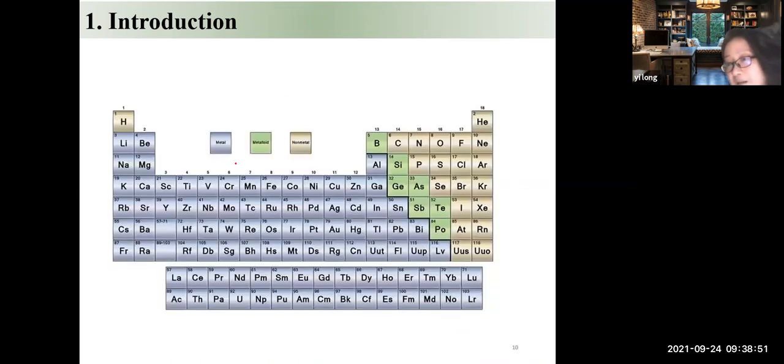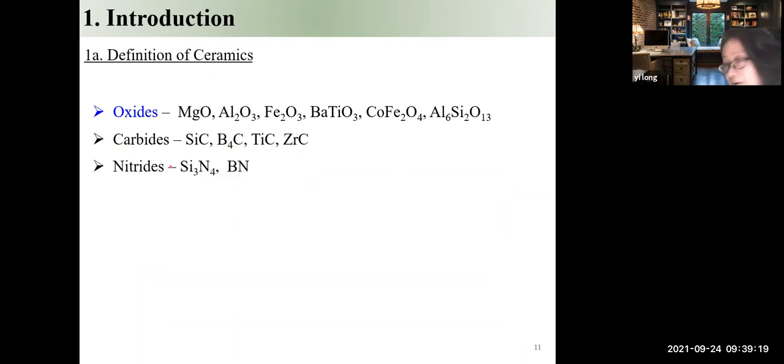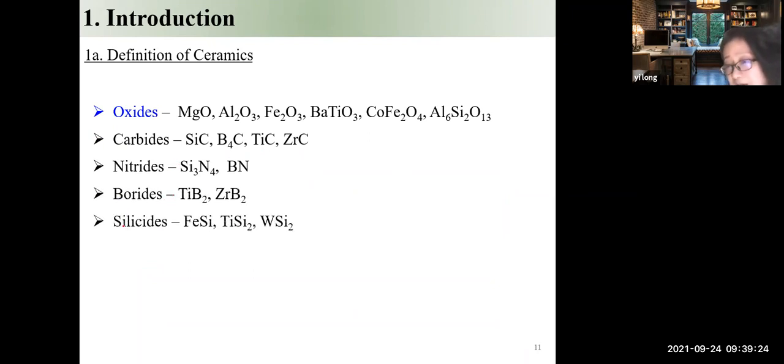So these are the metals. Metals are the light blue ones, the green one is metalloid, and this color is non-metal. Okay, so no matter what, you have to have a non-metal. Some very typical ceramics are oxides like magnesium oxide, aluminum oxide, iron oxide. All these are very famous ones. And the carbides: silicon carbide, boron carbide, titanium carbide; nitrides like boron nitride; borides like titanium boride; silicides like iron silicide, titanium silicide.